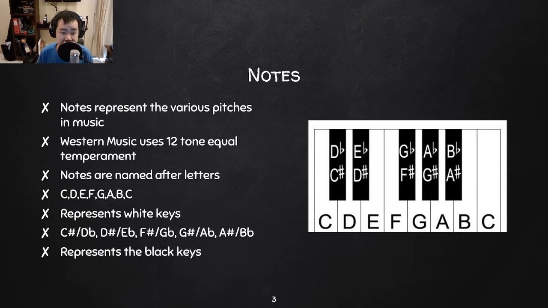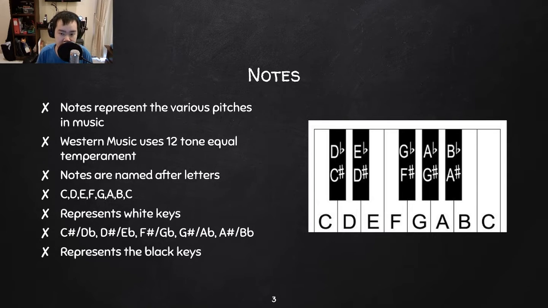So notes are named after letters. The letters are C, D, E, F, G, and it wraps back to A, B to finish it off. C, D, E, F, G, A, B, C represents the white keys on a keyboard. As you can see, I have a keyboard diagram here. On a keyboard, you see a group of 3 white notes and a group of 2 black notes together, and a group of 4 white notes and 3 black notes together. The group with 3 white notes and 2 black notes, the leftmost white note is a C. And that's where it starts: C, D, E, F, G, A, B, C, all the white keys.